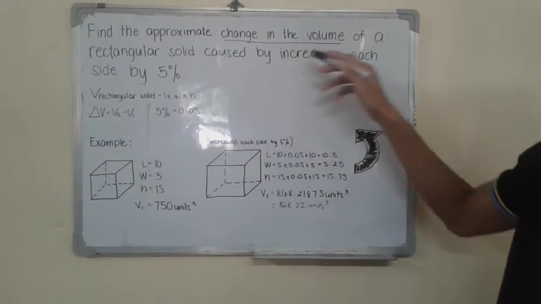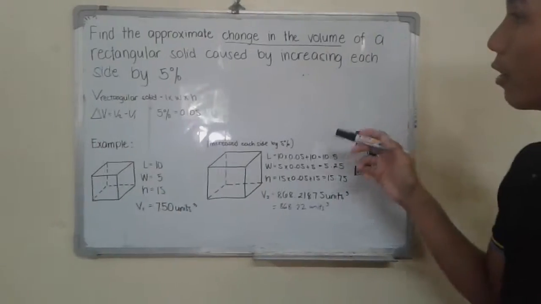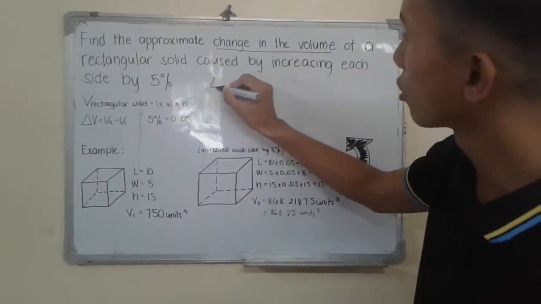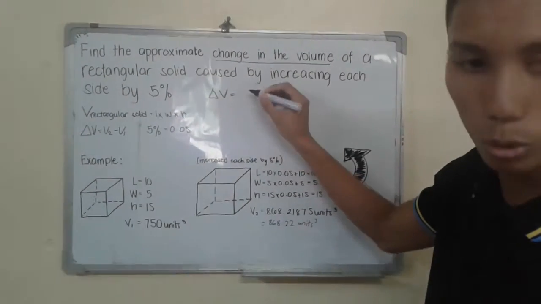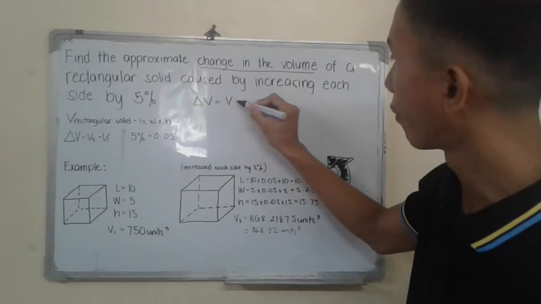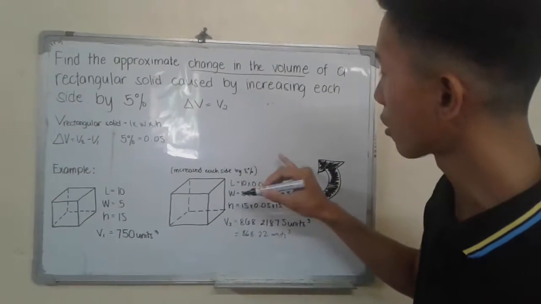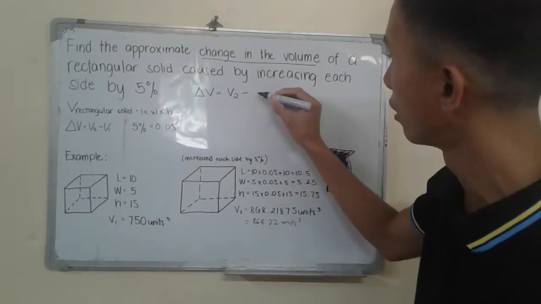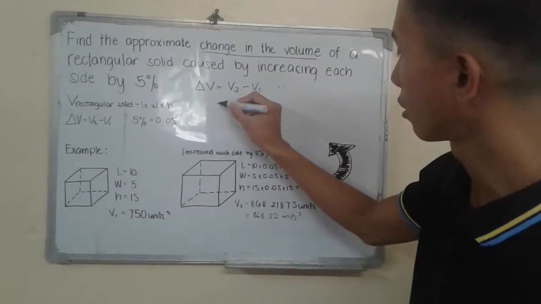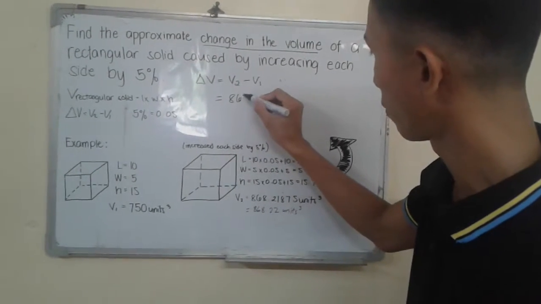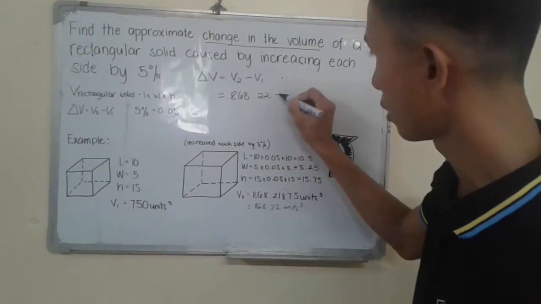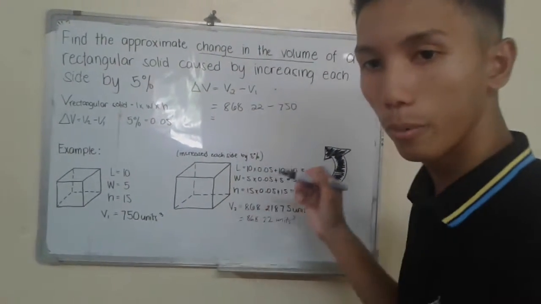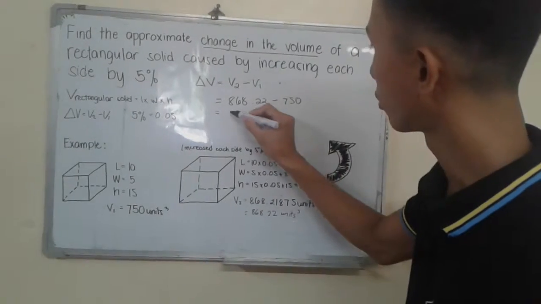Now, to solve for the change in the volume of the rectangular solid caused by increasing each side by 5%, we have the formula: change in volume is equal to the volume of the second solid with sides increased by 5% minus the original volume. 868.22 minus 750 is equal to 118.22.